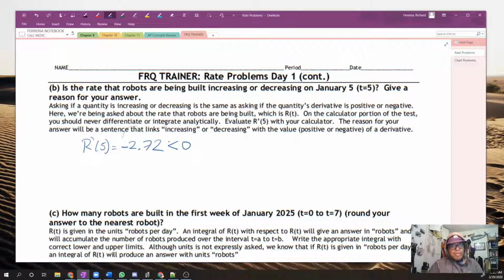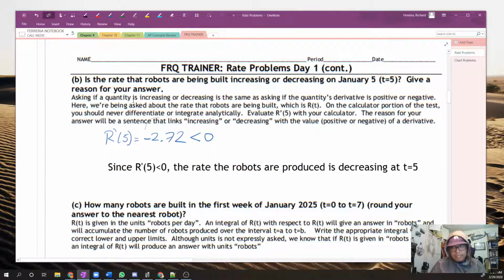And what was r? r is the rate that robots are being produced. Therefore, the rate that robots are being produced is decreasing. Okay, so there we go with question B.